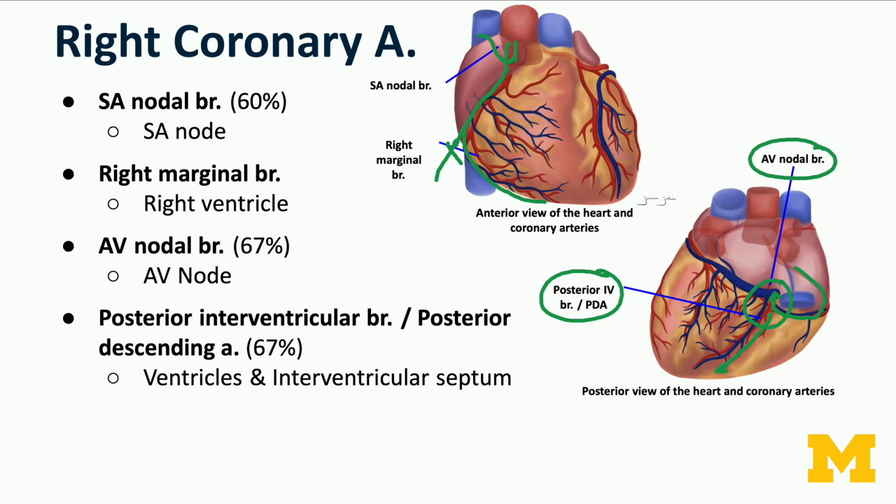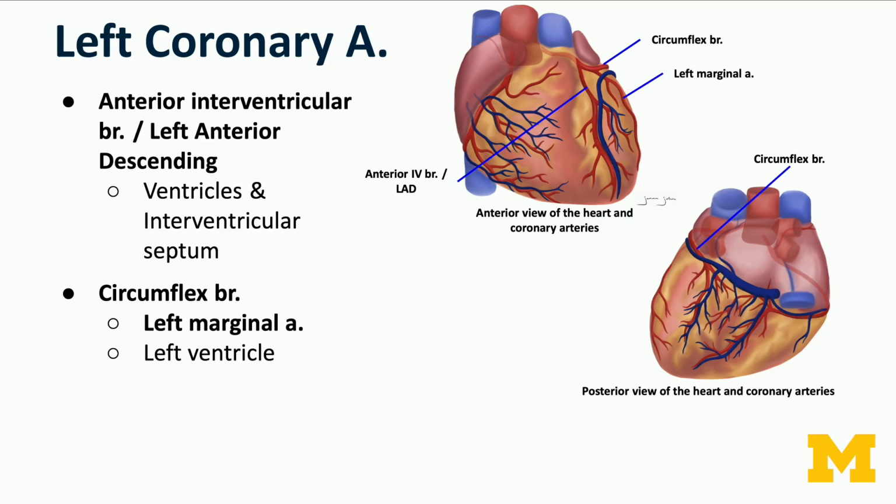In the remaining percentage, the crux of the heart may be supplied by the RCA with the LCA or just the LCA, as we'll see. But let's take a look at what's happening with the LCA. The left coronary artery exits the ascending aorta.